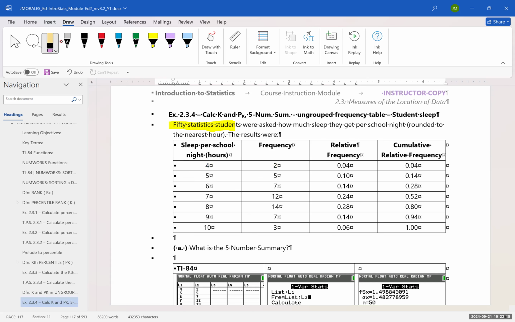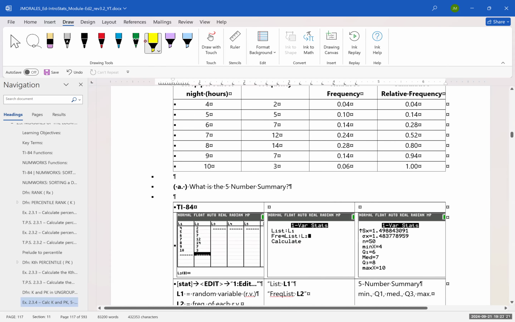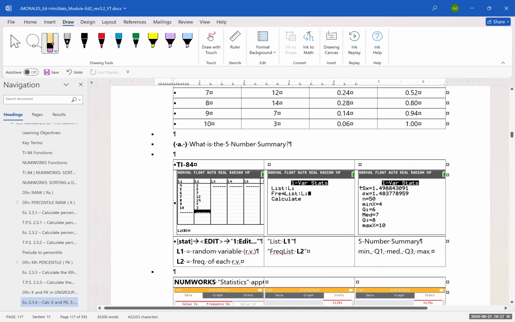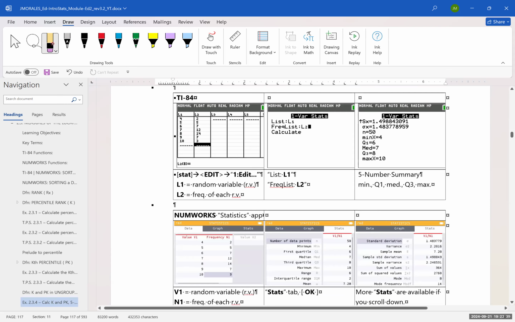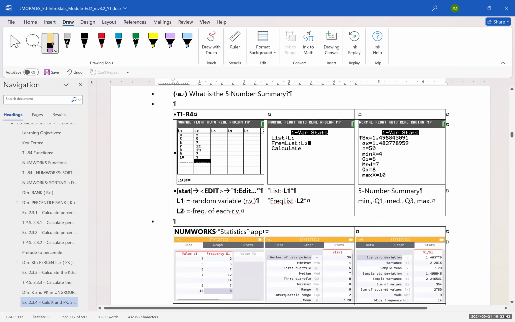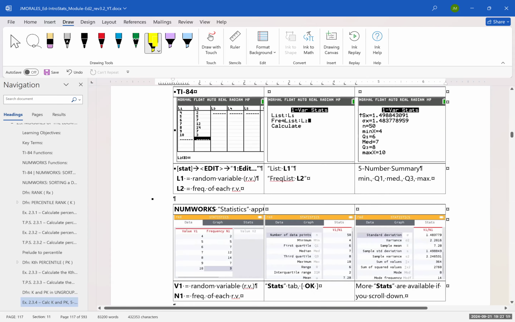All right, so part A is to determine what is the five-number summary. Now, whenever you're asked to calculate the five-number summary, that's involving quartiles. And the best way to get that information is just to use your calculator. So I've got screenshots and instructions for using both the Texas Instruments and the NumWorks calculators for calculating these percentiles. So, follow those two sets of instructions there to get the five-number summary.